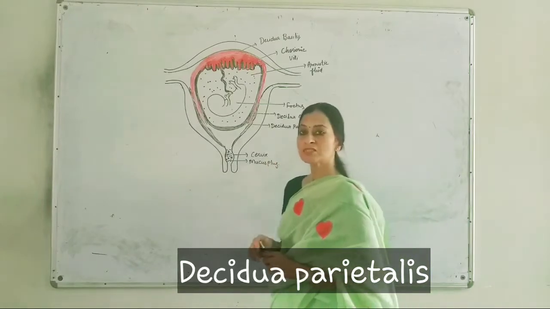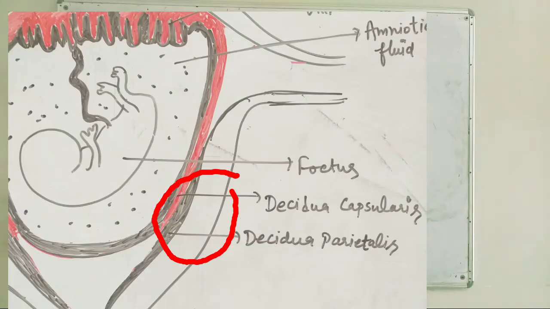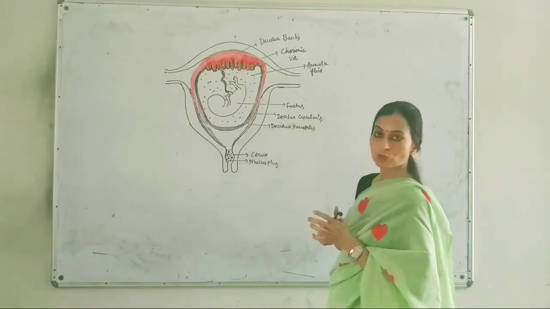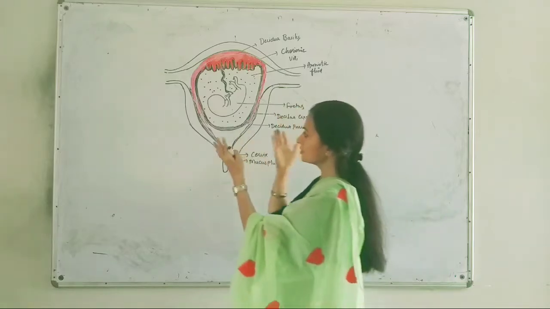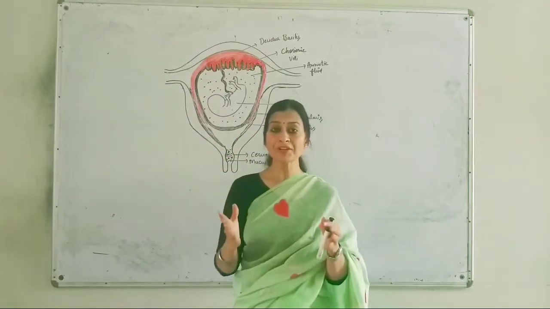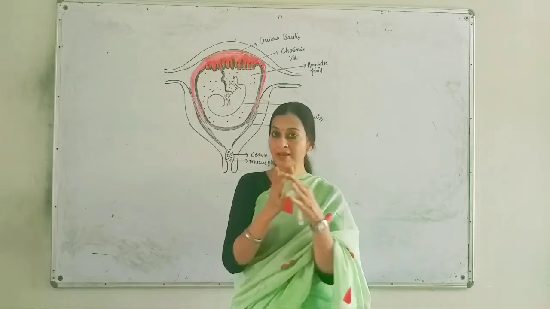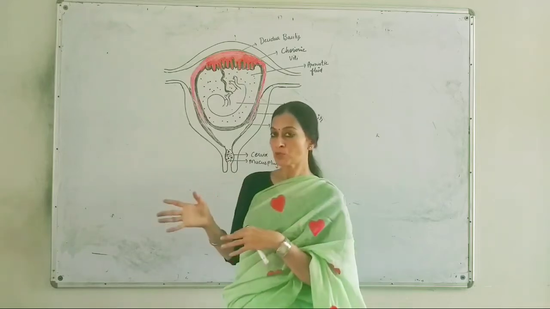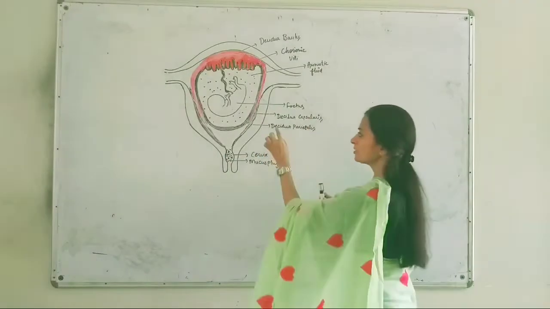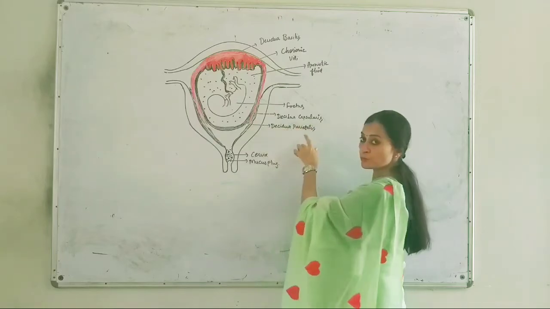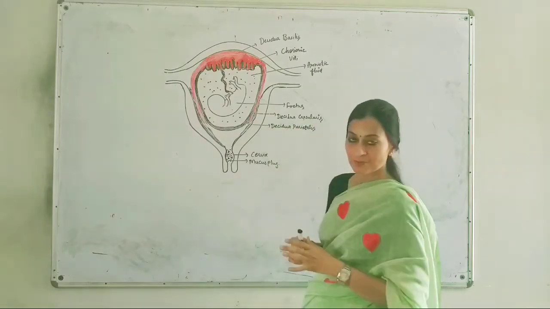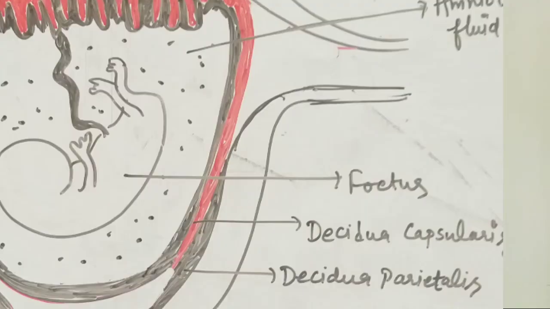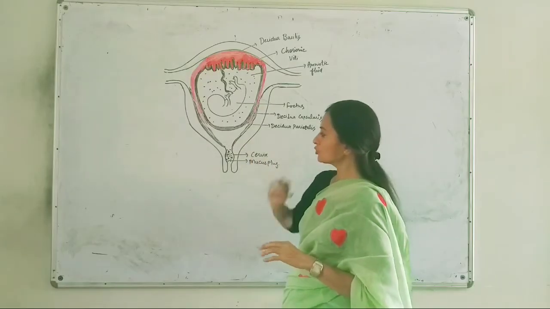When this fetus was in its growing stage, in the initial stages of its development, there was a space between the decidua capsularis layer and the decidua parietalis layer. But because this uterus is showing the fully grown fetus, which has enlarged and accommodated a large amount of space in the uterine cavity, there is no space between decidua capsularis and decidua parietalis. Both the layers are fused with each other. Here a little space is left in the uterus.